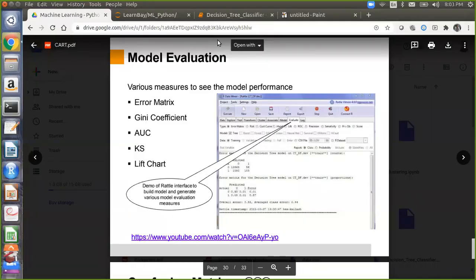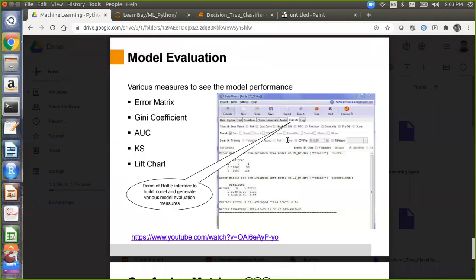Okay, so let's start with the model performance metrics, and this is an easier thing. These model evaluation techniques are used for evaluating how good our model is, how our model is performing. There are various types of model evaluation techniques available, like error matrix, Gini coefficient, area under the curve, KS chart, lift chart. There are a lot of things, but we will be studying those used extensively in the analytics industry. So let's see what model evaluation techniques are available with us.